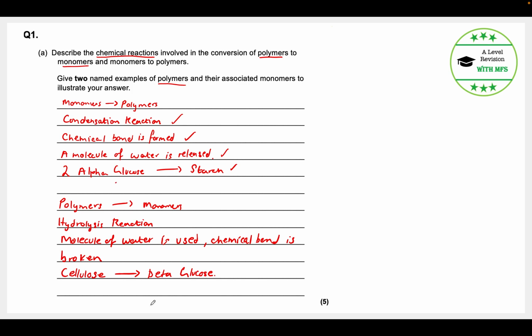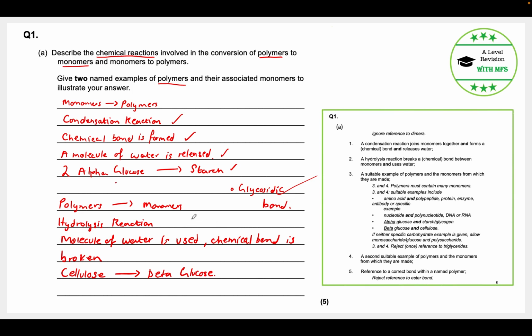Okay, now over here we need to mention the type of bond. So over here we're talking about carbohydrates, so it's going to be a glycosidic bond.